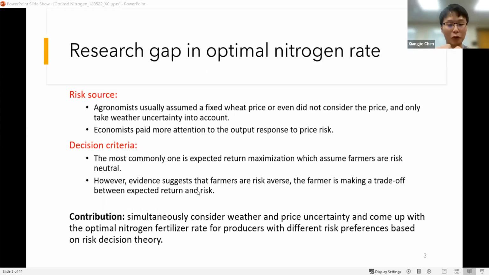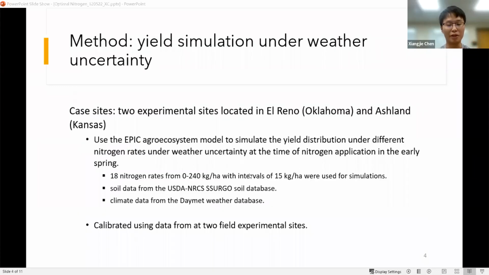So in our research, our contribution is that we consider the weather and the price uncertainty simultaneously and come up with optimal nitrogen rates for producers with different risk preferences, based on some risk decision theory. Here is our method, starting with the data source.